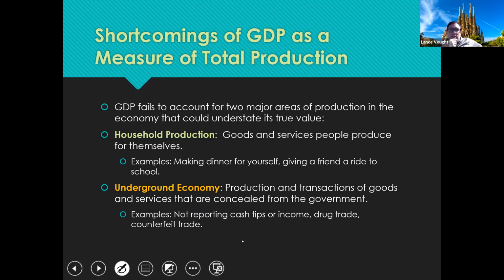The other category in terms of underestimating the total contributions and production that's going on in an economy is the underground economy. So the underground economy is production and transaction of goods and services that are concealed from the government for one of two reasons. One, it's illegal. Two, you just don't want to pay taxes on it.